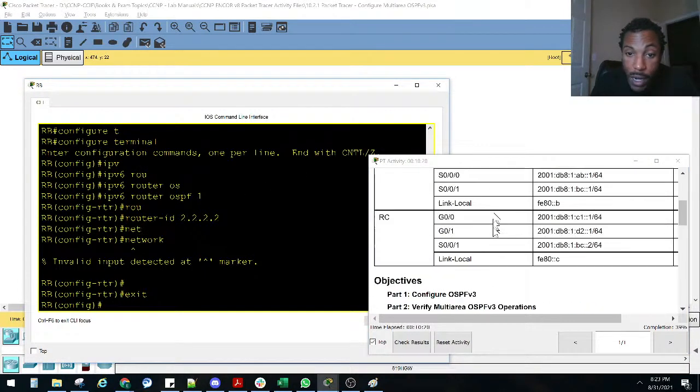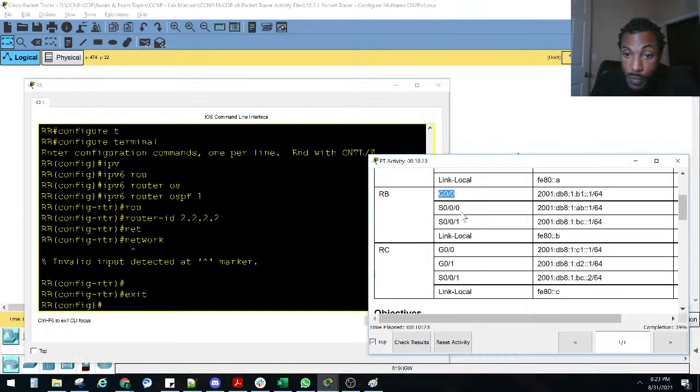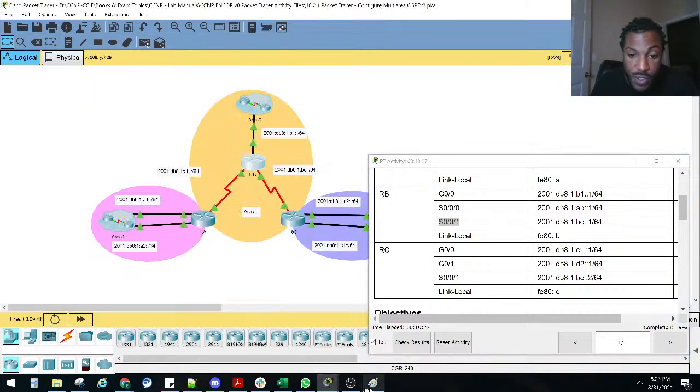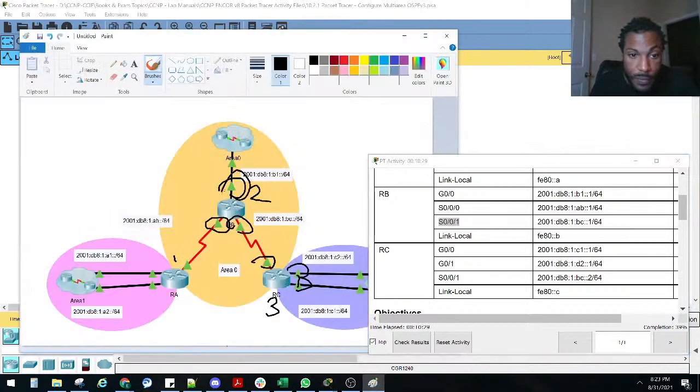So what interfaces do we have on router B? Gig 0/0, serial 0/0, and serial 0/1. So these two interfaces right here, that's the gig right over here, and these are the two serials. Serial and gig. With me so far? Y'all with me? All right.